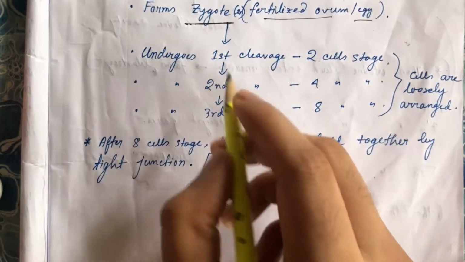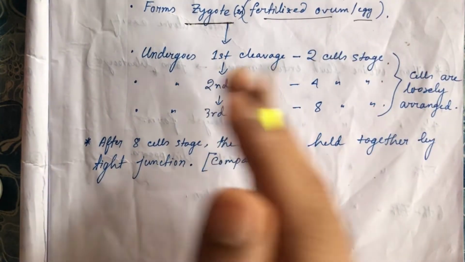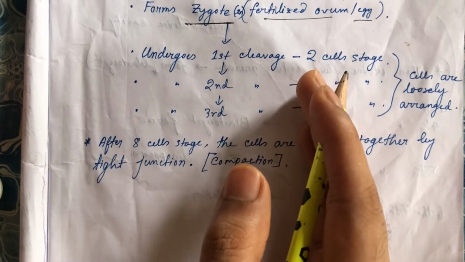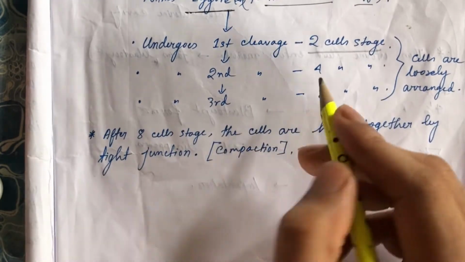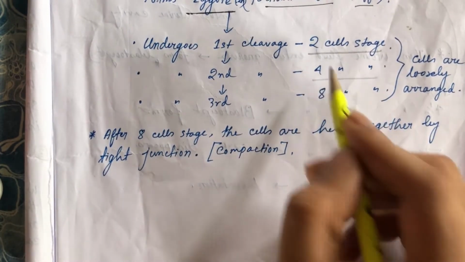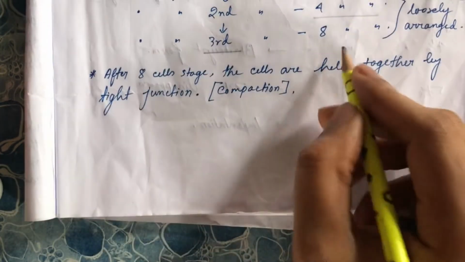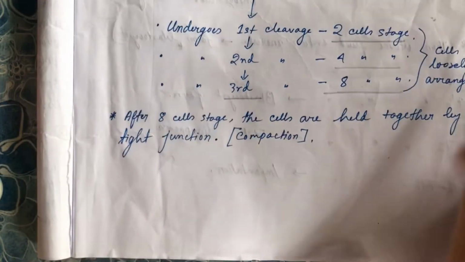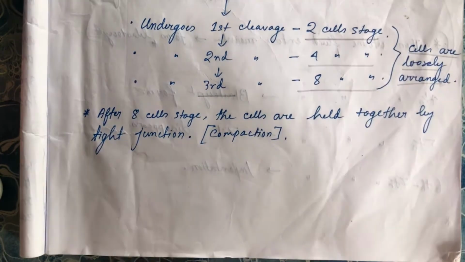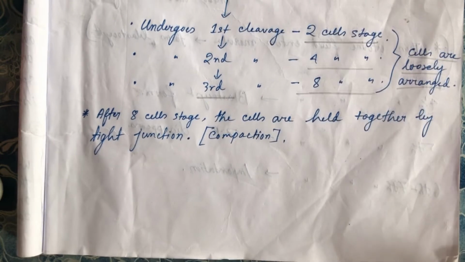So the zygote goes through the first cleavage. That means it forms two separate cells by one cleavage. So in the first cleavage, two cells. After that, in the second cleavage, these two cells divide to form four cells, two from each cell. After that, in the third cleavage, these four cells form eight cells. But in this stage, the cells are loosely bound, that means there are no tight junctions. So after the third cleavage, there is the 8 cell stage.